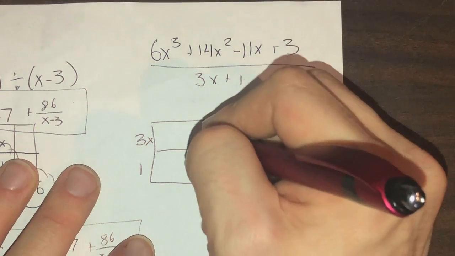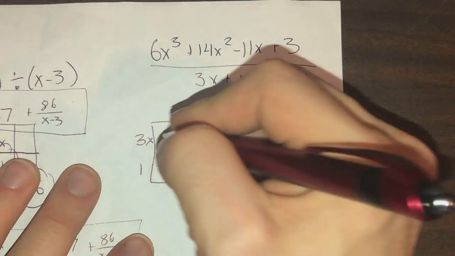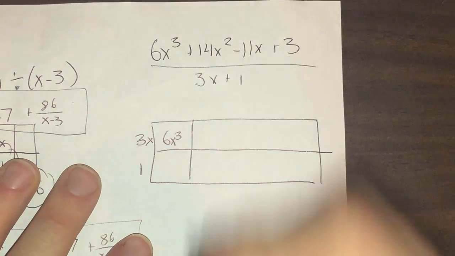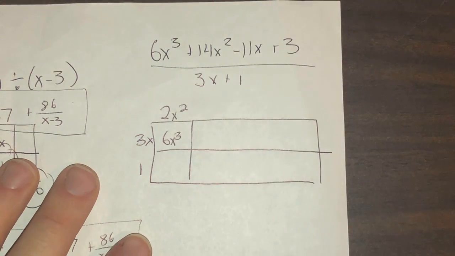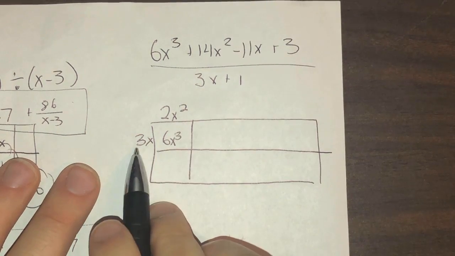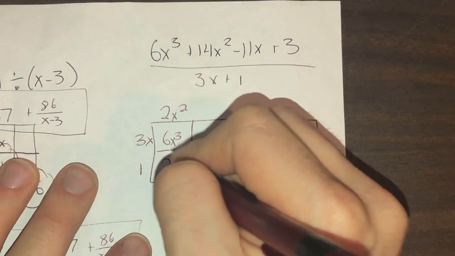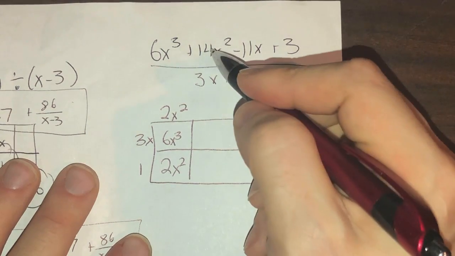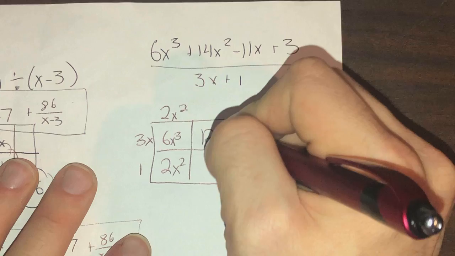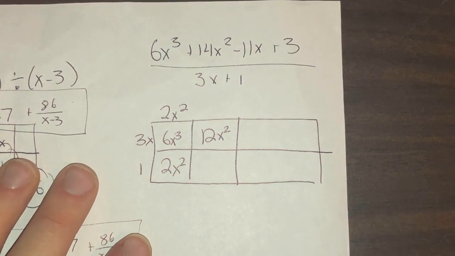All right, so here I go. I need to get 6x cubed in my big guy up here. So this needs to be a 2x squared, because 2x squared times 3x gives me 6x cubed. 2x squared comes down here. I need 14x squareds in my answer. So this needs to be a 12x squared. Drop it.